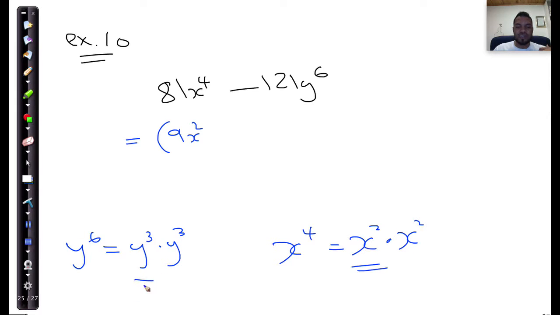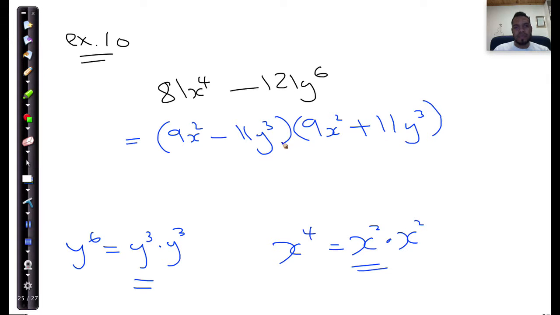So this is going to be the square root of y to the power of 6. So it's 9x squared minus 11y to the power of 3 multiplied by 9x squared plus 11y to the power of 3. Okay, so that gives us the next 5 examples. And then there's one more that's going to be more advanced, which grade 11 and grade 12 learners should take note of in the next example.